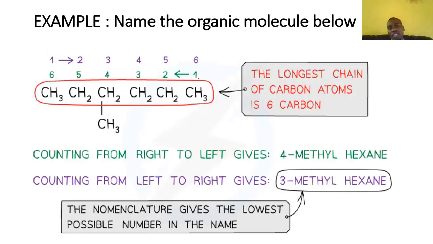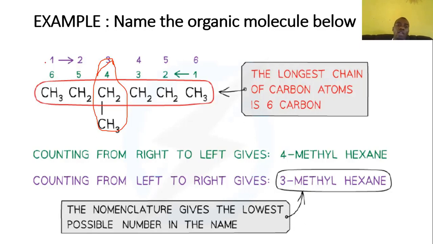So starting from the other end, it will be 1, 2, 3, 4, 5, 6, as indicated by the green numbering here. Okay, then which one is the correct numbering? You have to number such that at the branch, I'll emphasize, at the branch, it has the lower number. You pick the one which is lower.